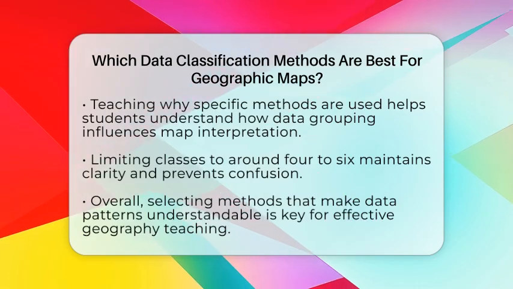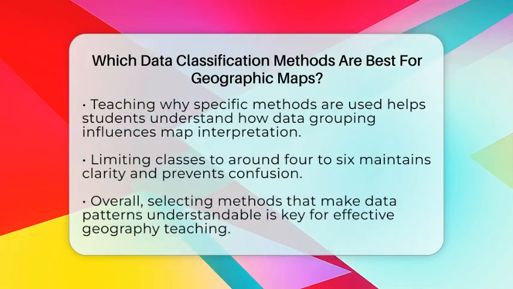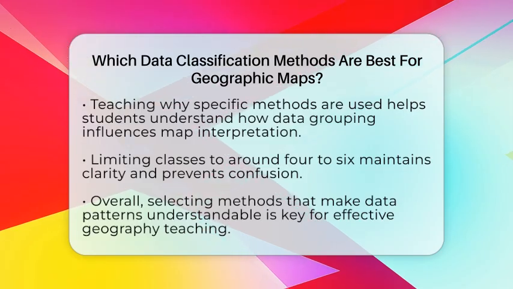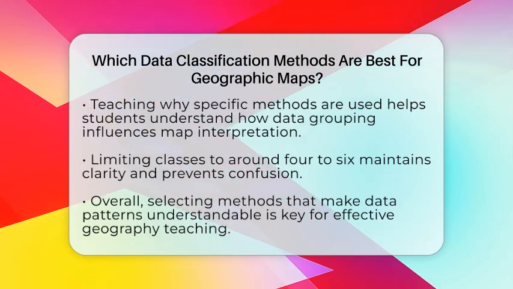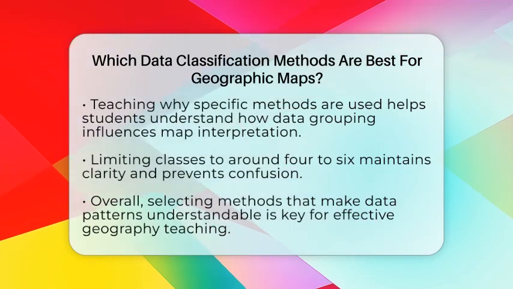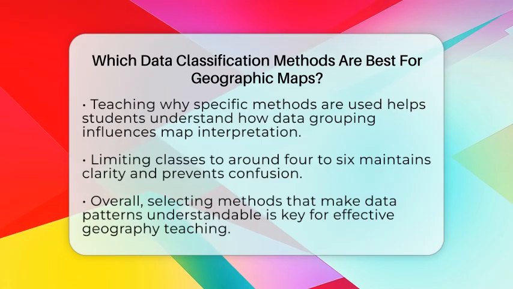Encouraging students to think about why a certain classification method is used helps them understand that how data is grouped influences what the map shows. Keeping the number of classes small, around 4 to 6, helps maintain clarity and prevents confusion.